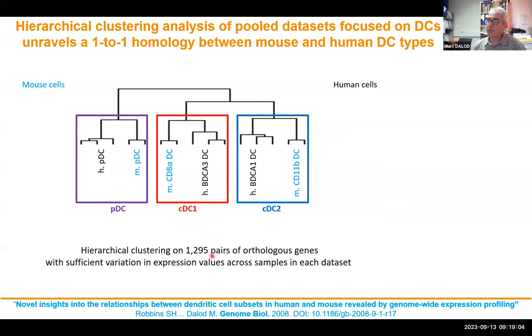But now when we focused on about 1,000 pairs of orthologous genes, we find that mouse CD8 alpha spleen dendritic cells cluster with human BDCA3 positive blood dendritic cells. And that is what has now been called type 1 conventional dendritic cells, that is now considered as a given DC type that is conserved across tissues and across species, including between mouse and human. And mouse CD11B splenic dendritic cells cluster with human BDCA1 blood dendritic cells, and that is now what is called type 2 conventional dendritic cells that are conserved across tissues and species.